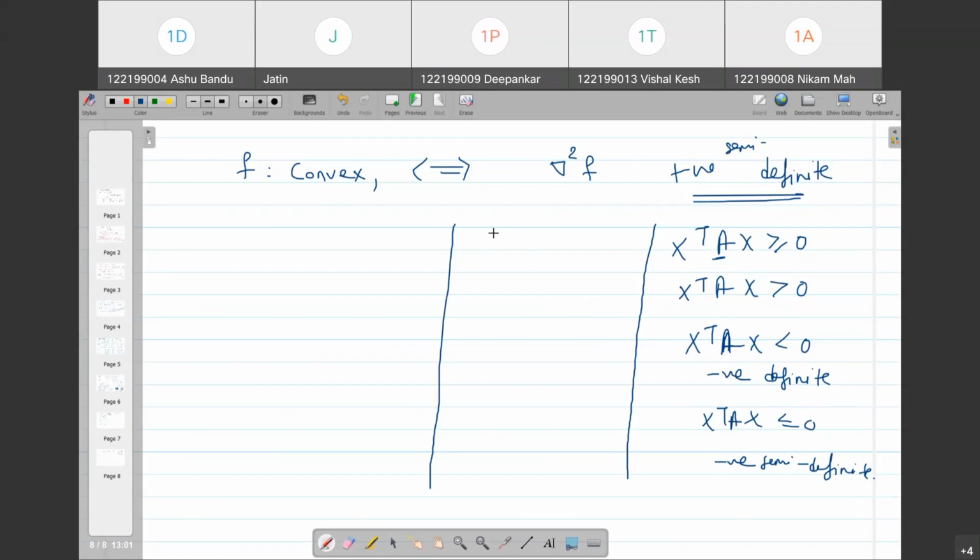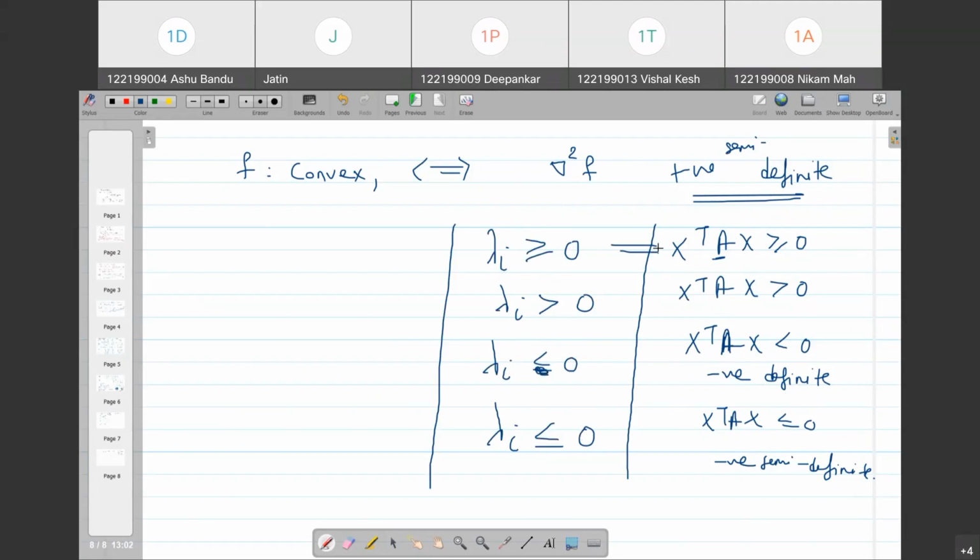When all the eigenvalues of that matrix are greater than or equal to 0, then it becomes positive semi-definite. If all the lambdas are strictly greater than 0, that is equivalent to saying it is positive definite. If all eigenvalues are strictly less than 0, then negative definite, and less than or equal to 0 gives negative semi-definite. So these are equivalent conditions.